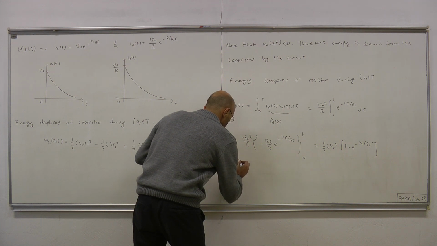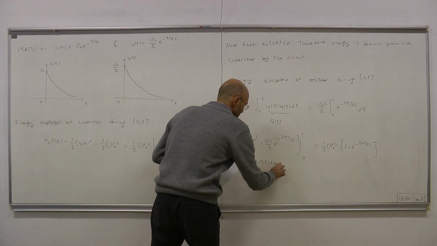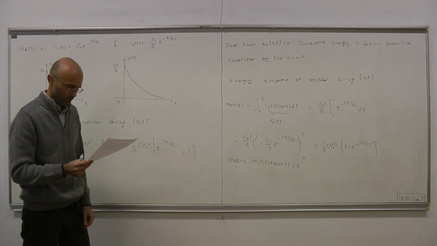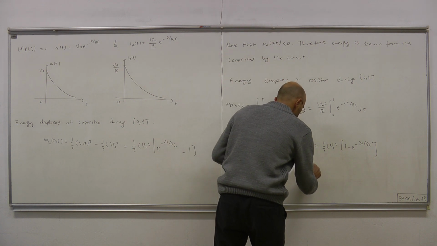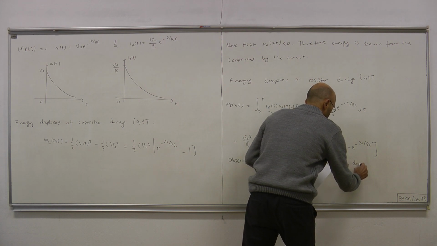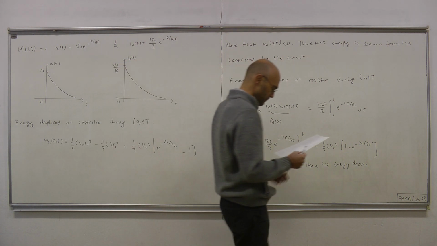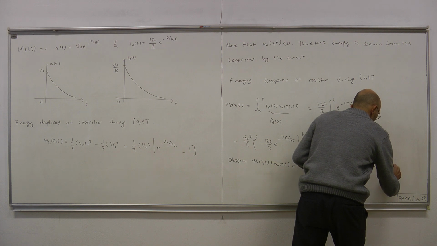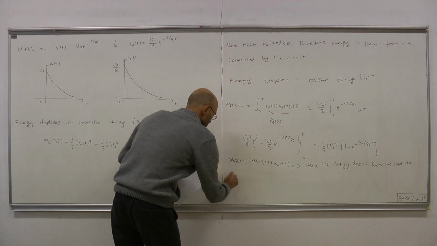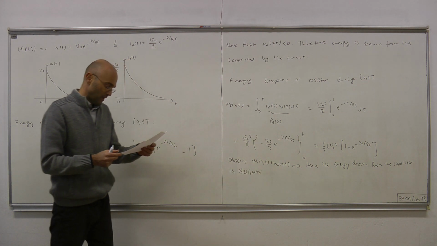So let's finish this lecture with that final observation. Observe WC(0,t) plus WR(0,t) equals 0. Hence, the energy that's being drawn from the capacitor is dissipated, is absorbed by the resistor.